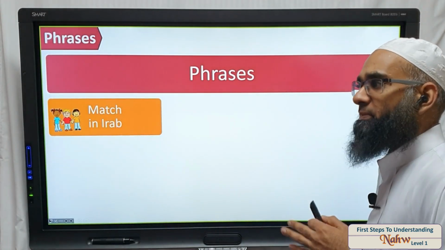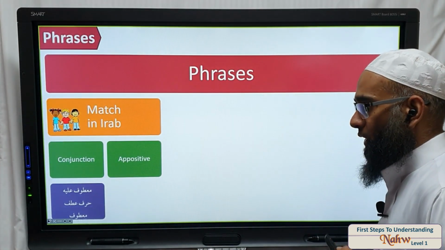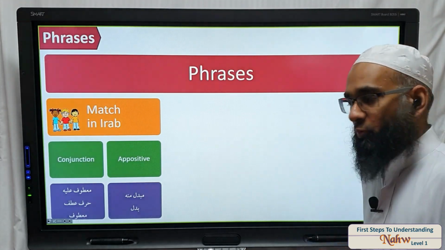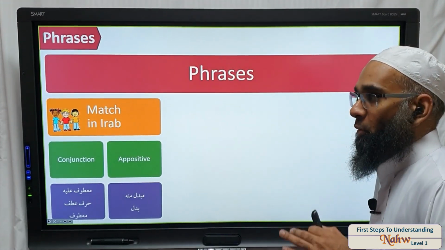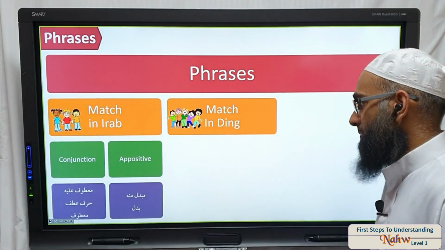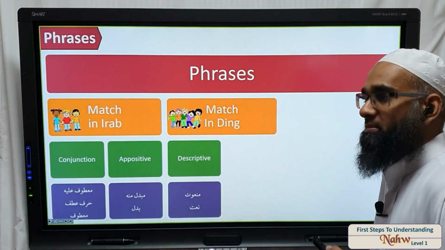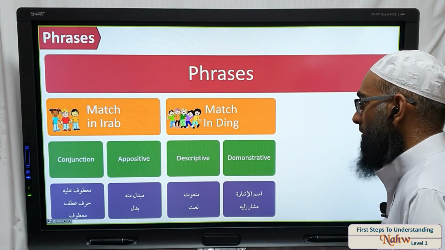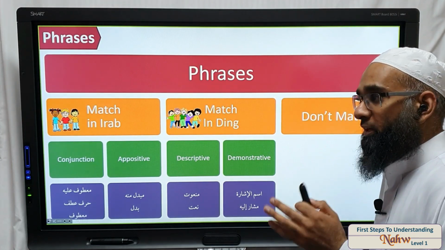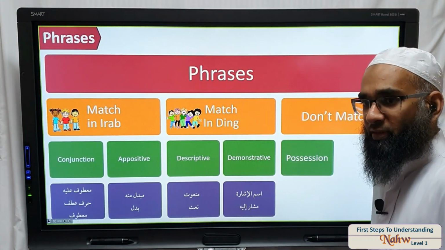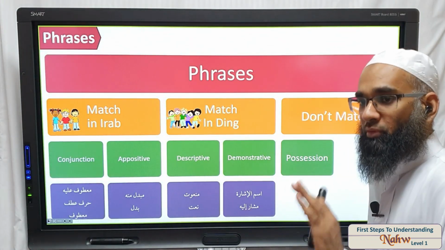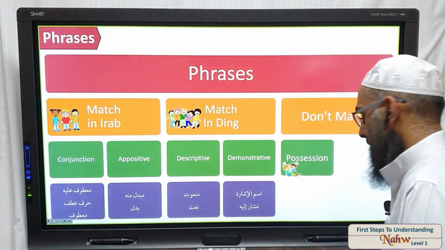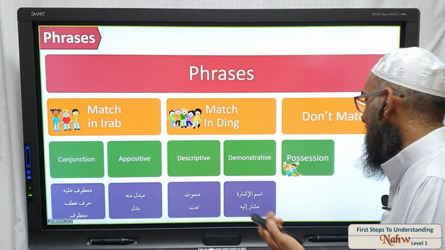Phrases. We have different types of phrases. Those that match in I'rab, which are ma'tuf alayh, harfu'at fil ma'tuf, and mubdal minhu badal. We have those phrases that match in all four aspects, which is the descriptive phrase, man'ut nat, the demonstrative phrase, which is the ismul ishara musharun ilay. And then we have two phrases that don't match. One is a possessive phrase with mudaf and mudaf ilay, both nouns, showing solid items or concepts.